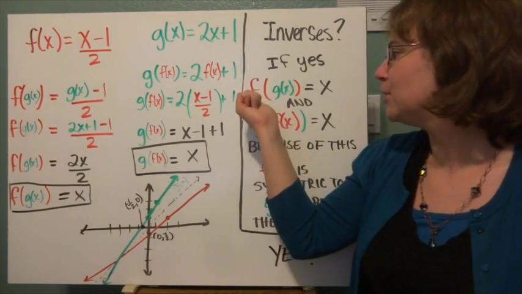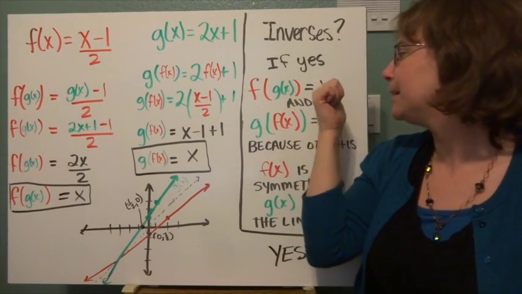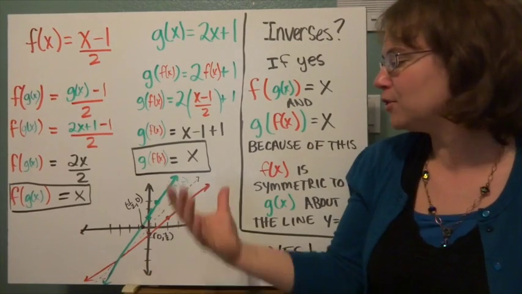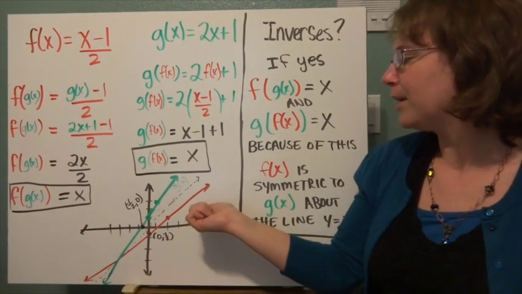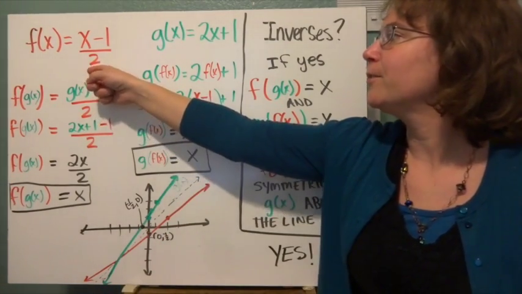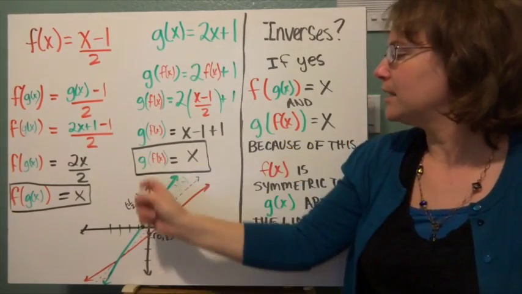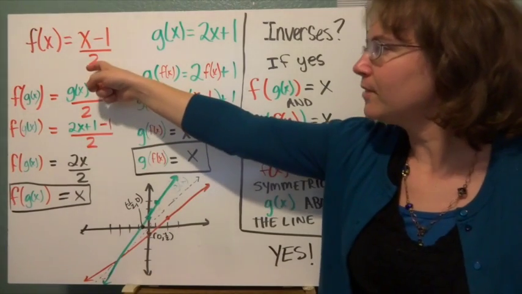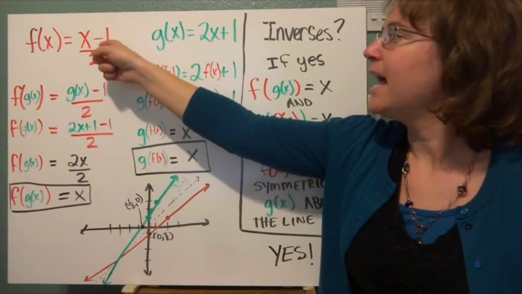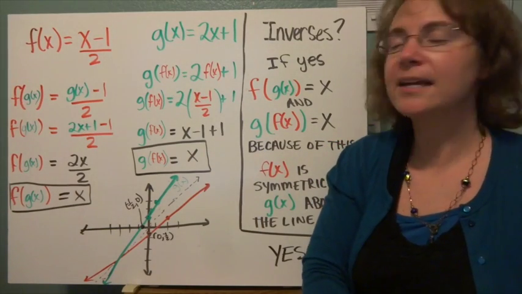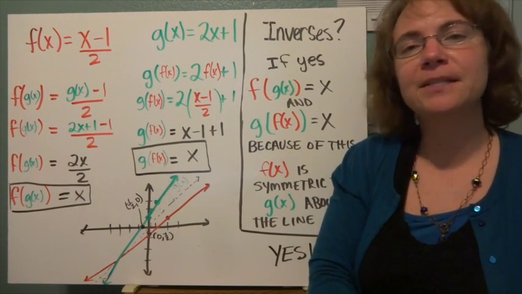Oftentimes it's easy to be sure if you're doing it algebraically because you know for sure if it equals x. A little more difficult to graph, but you can kind of tell whether two functions are inverses of each other. So we're going to check it both ways, both algebraically and graphically. So if f of x is equal to (x minus 1) over 2 and g of x is equal to 2x plus 1, I can take the composition of them.